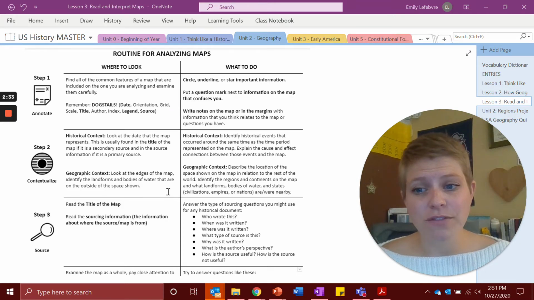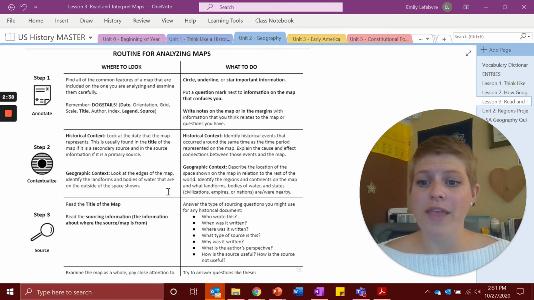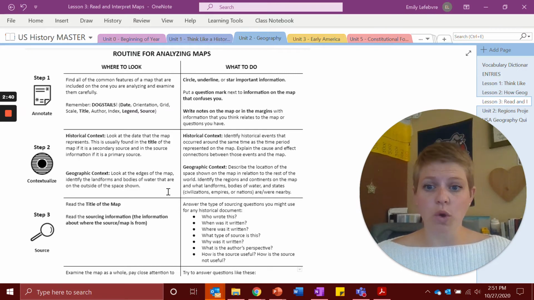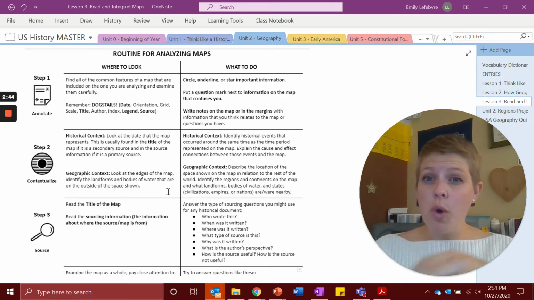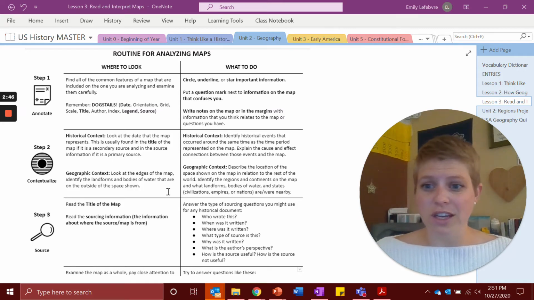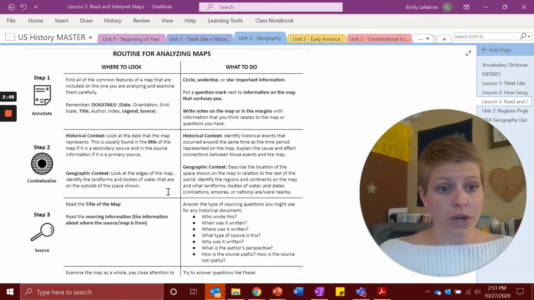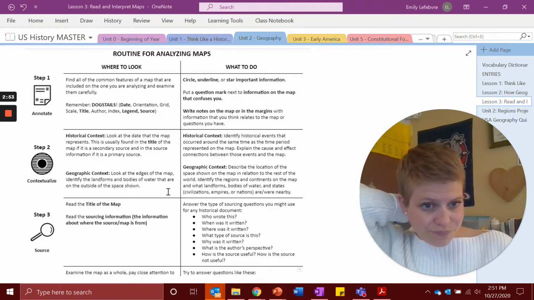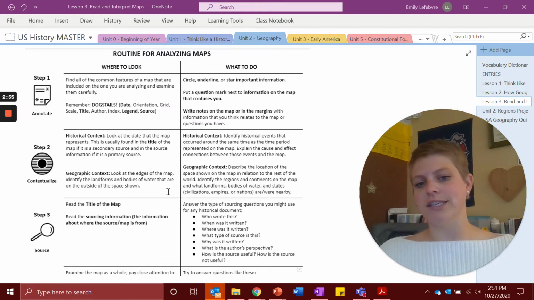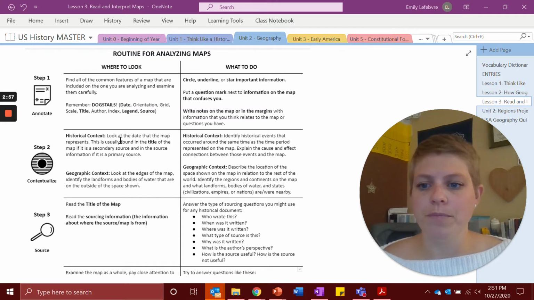The geographic context. Look at the edges of the map and identify the landforms and bodies of water that are on the outside of the space shown. So look at it. How much did they know was there, right? Way back when, they didn't know how big the land was or how small it was. So it looks real weird in comparison to what we know now because we can see it from space. So we definitely know what it looks like now. They couldn't see it from space in the 1600s. Okay, so that's where to look.